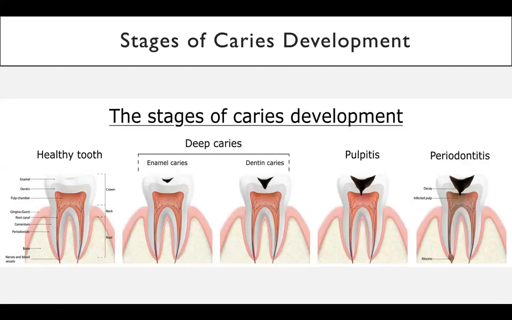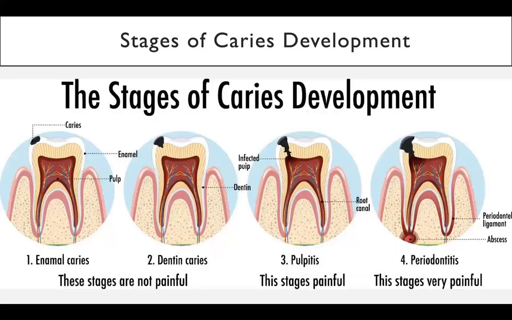And then we had some stages of caries development, which started from a healthy tooth, then deep caries containing enamel and dentin caries, leading to the pulp, causing pulpitis. And then there was root canal involved. And then we had periodontitis, which was abscess formation. These are again the same.